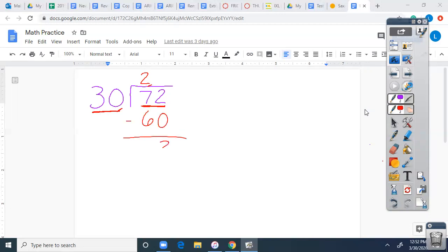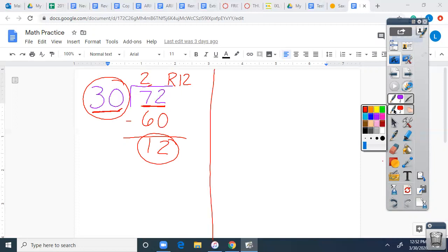Then we're going to subtract. We get 12. Is 12 smaller than 30? Yes. So our remainder is 12. So our answer is 2 with a remainder of 12. I'm going to keep that one on the board over there so you can take a look at that.